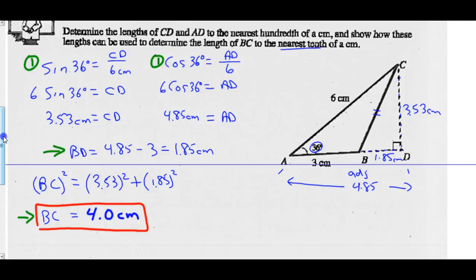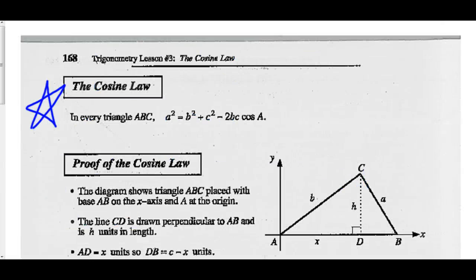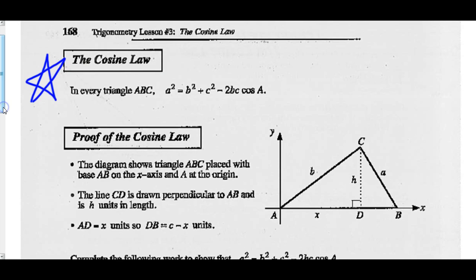We call it using the cosine law. So, the cosine law states in every triangle ABC, the sides labeled a, b, and c are in this situation. a squared equals b squared plus c squared, which kind of looks like Pythagoras' theorem, but we're going to subtract from that 2 times b times c times the cosine of angle A.